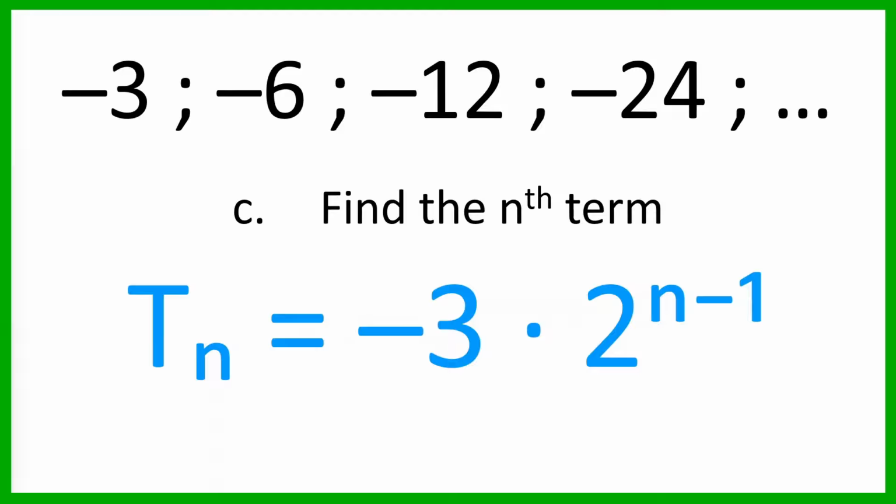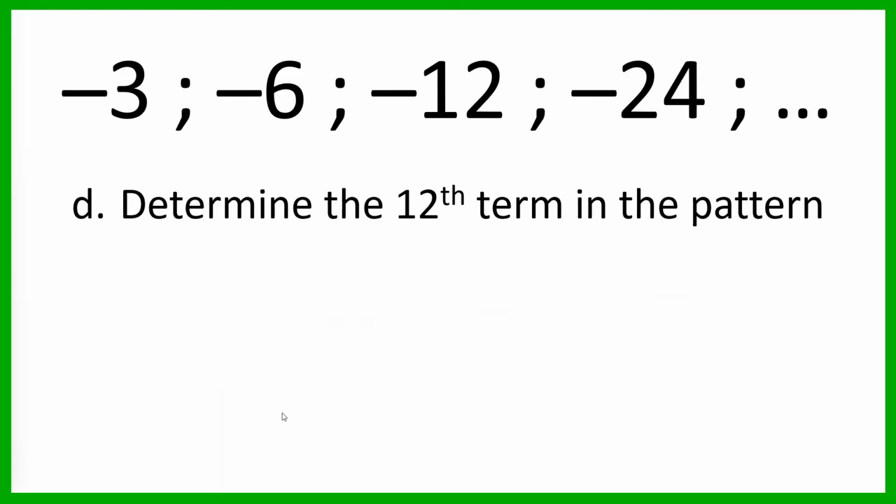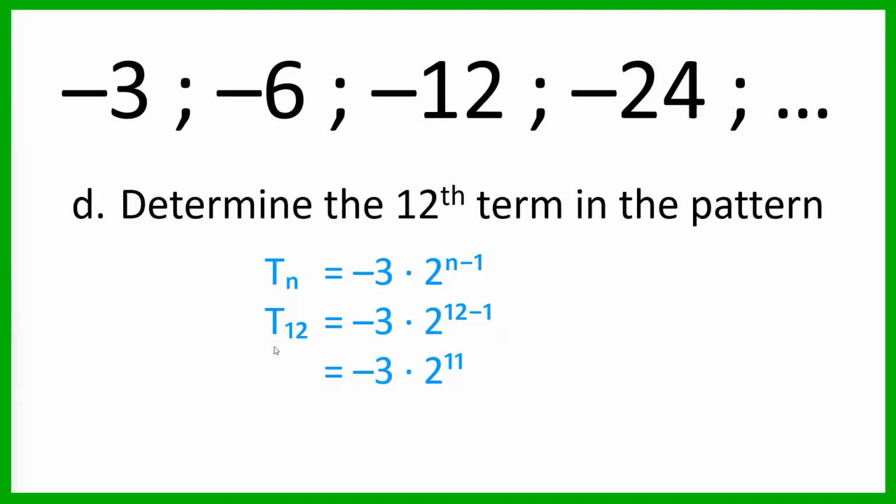Okay, so now we're going to use that to help us with the next question, where we have to work out what the 12th term is in the pattern. Okay, so now I'm going to use that rule and replace the n with 12, because in the 12th term, n is 12. So I'm going to be working out what T12 is, and to do that, I replace the n with 12. So now I've got -3 multiplied by 2 to the power of 12 minus 1. Now we have to work out what this 12 minus 1 is, and that gives me 2 to the power of 11. So the 12th term is -3 times 2 to the power of 11.